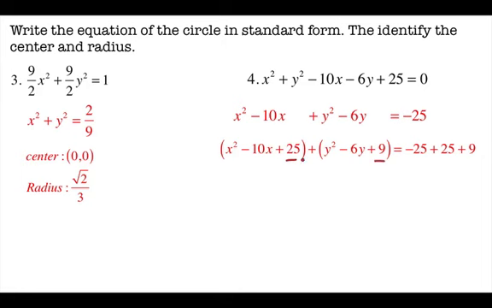Basically what I'm doing is completing the square. Now I can just add 25 and 9 to the left side of the equation. I also add them to the right side of the equation. At this point, I factor this. This is what I get. And then I end up with 9 on the right hand side. So my center is (5, 3). The radius is 3. Next slide.